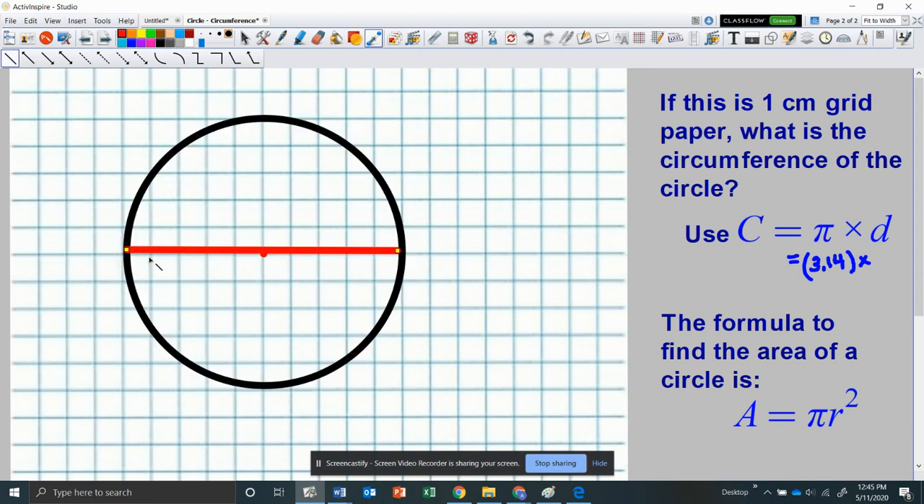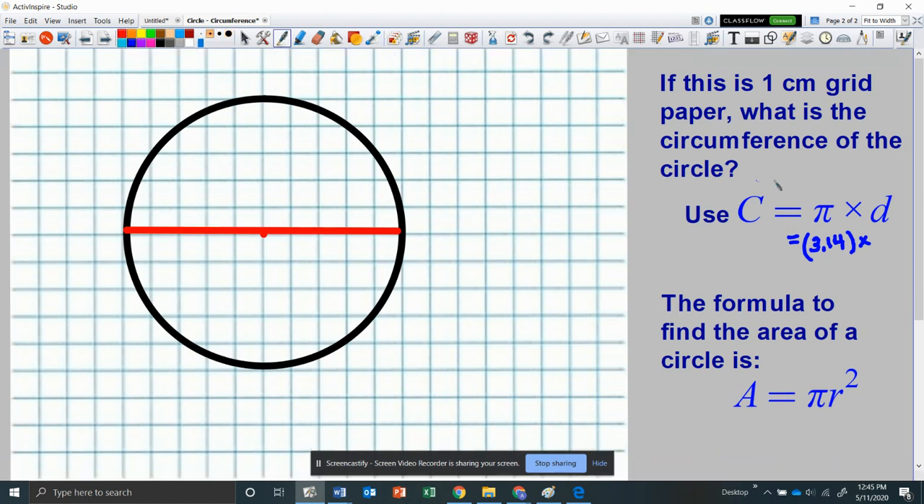And I'm choosing this particular diameter. I could have chosen any. I could have chosen one from here to here, but it's not as easy to read what the diameter is because it's cutting across all those squares. But if I do it this way, I can actually read it's 1, 2, 3, 4, 5, 6, 7, 8, 9, 10. So I can read that my diameter is 10.